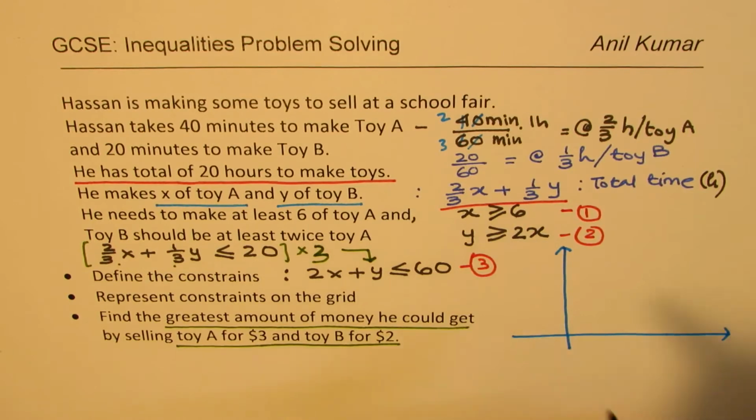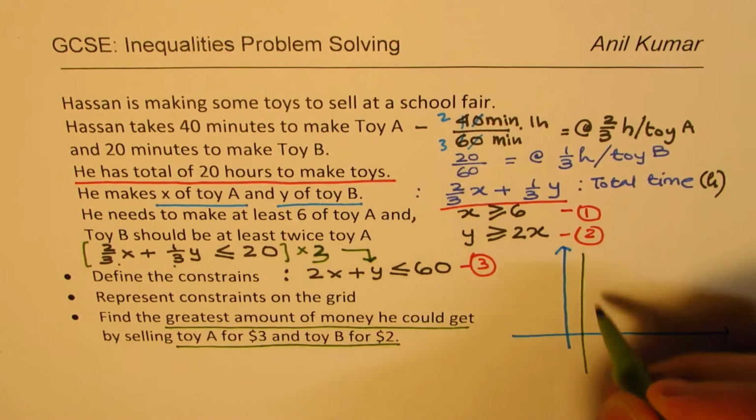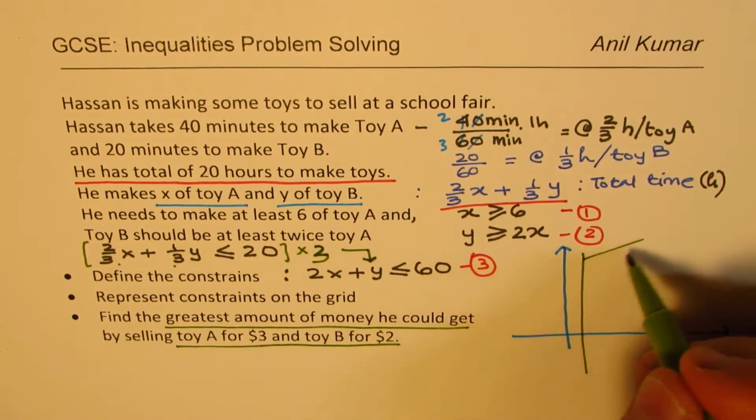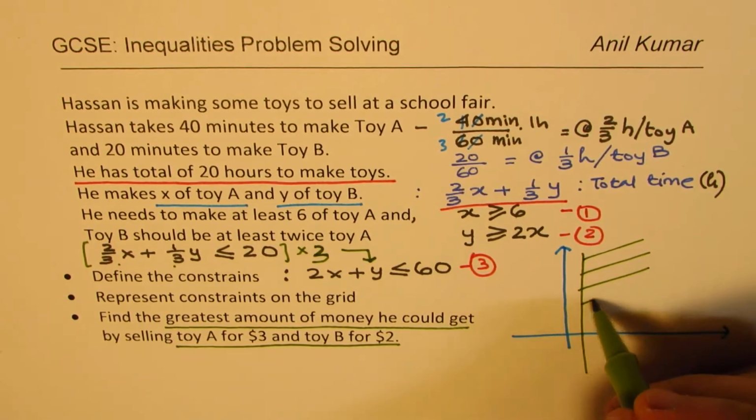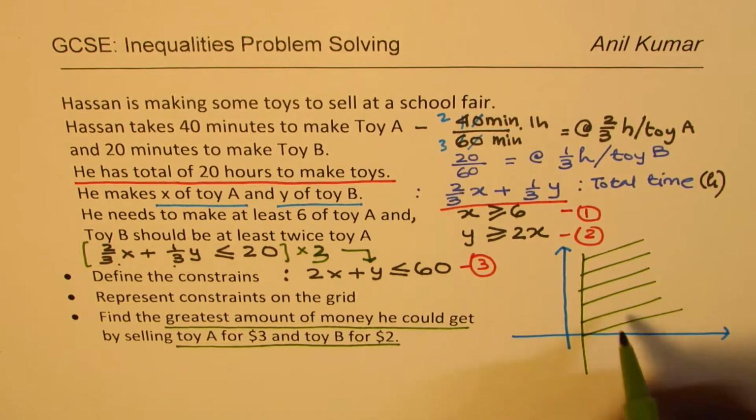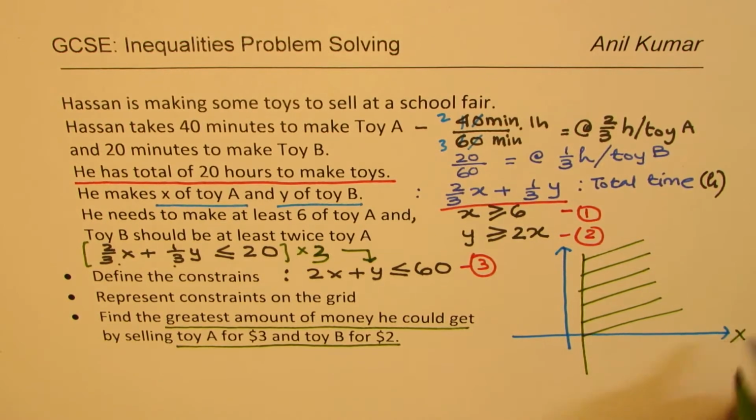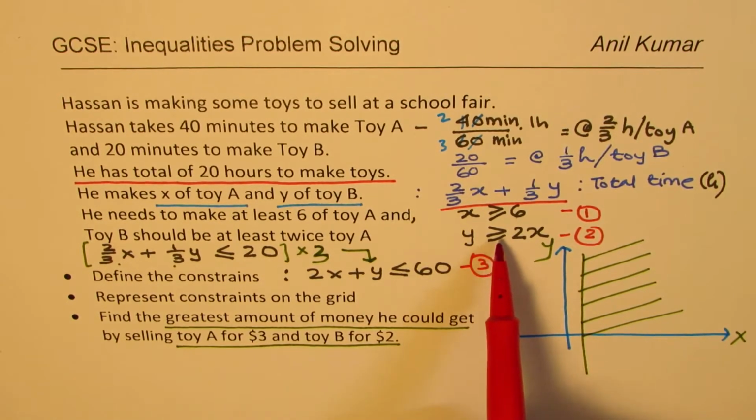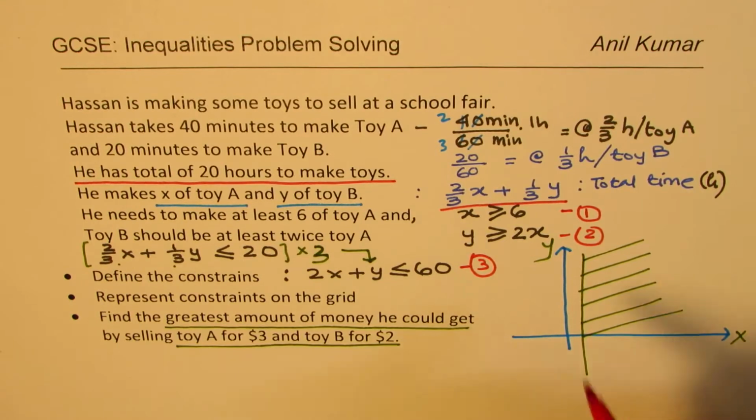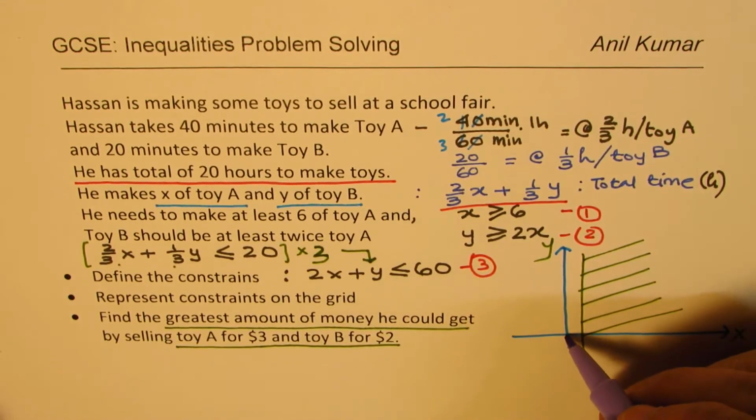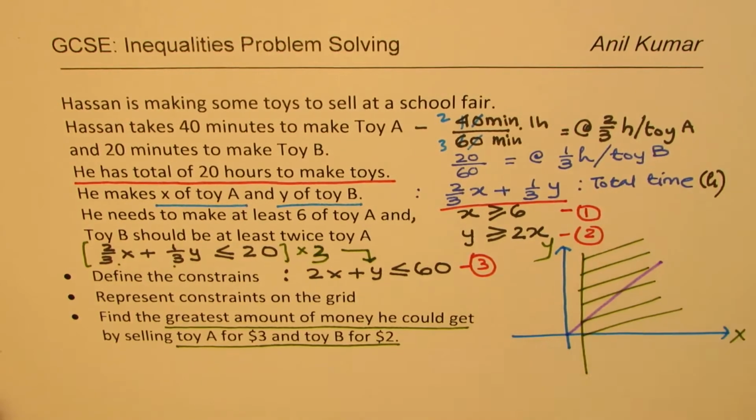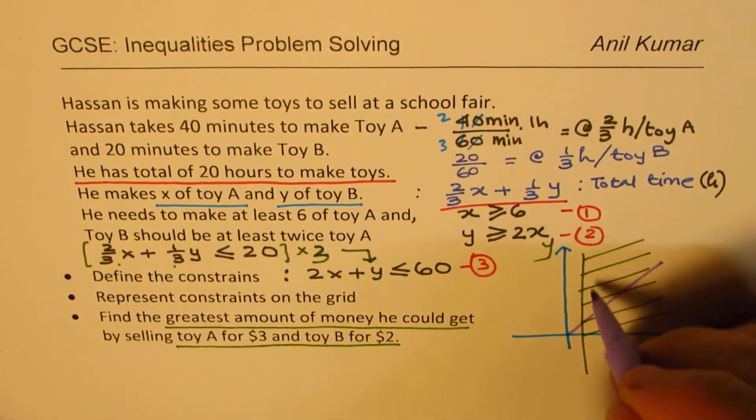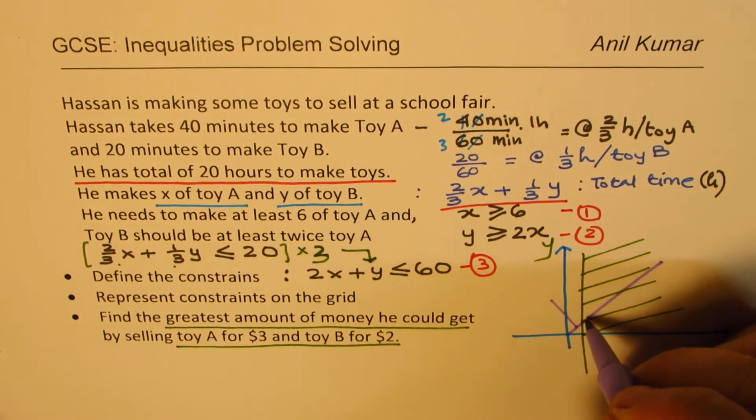X greater than 6 means, I'm not writing any values, greater than 6 means on this side, right? All positive only. This is X and this is Y for us. Perfect. The other line is Y is greater than or equal to 2X. So that could be a line starting at 0, somewhere like this, right? So Y greater than means above this line, right? So we'll have something like this.